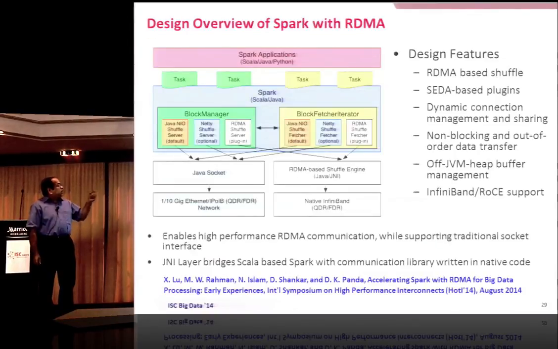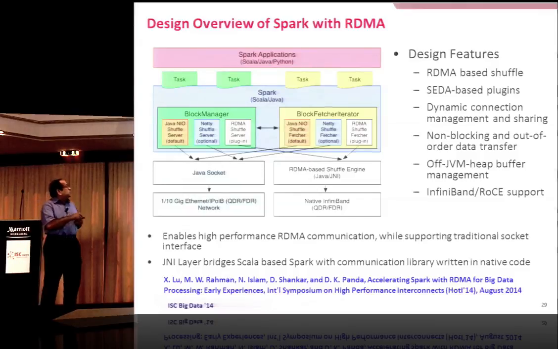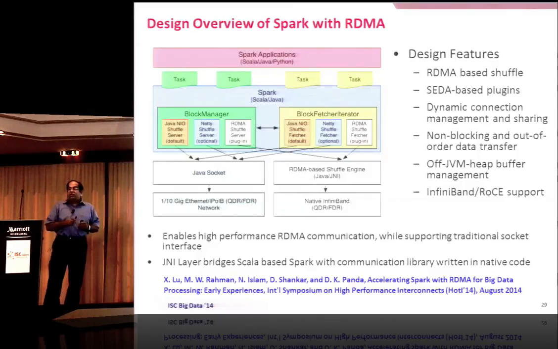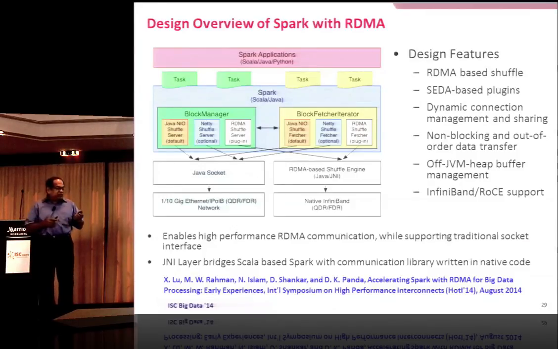Now recently we started working on similar things for Spark. So here, alongside the traditional Java NIO native shuffle server, we added an RDMA shuffle server as a plugin. And this also internally has a lot of designs like dynamic connection management and sharing, and non-blocking and out-of-order data transfer. This paper we presented at the Hot Interconnects conference 2 months back.